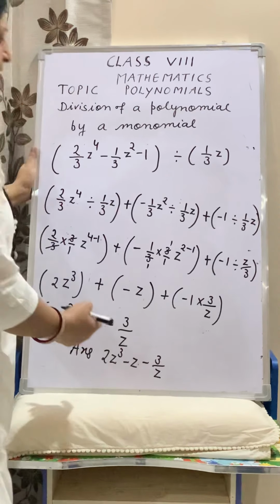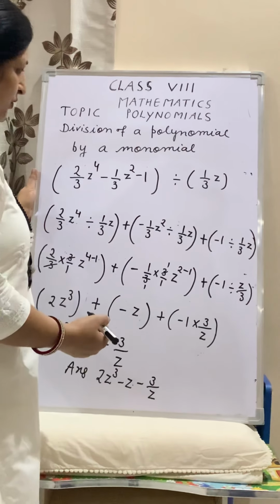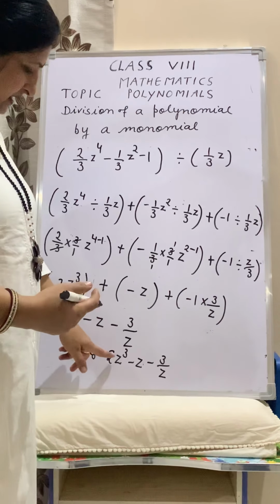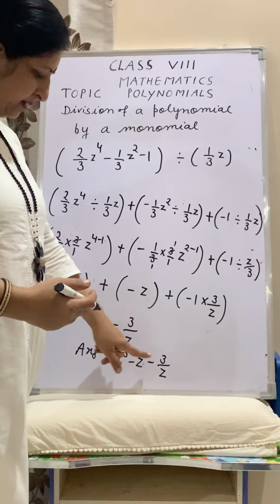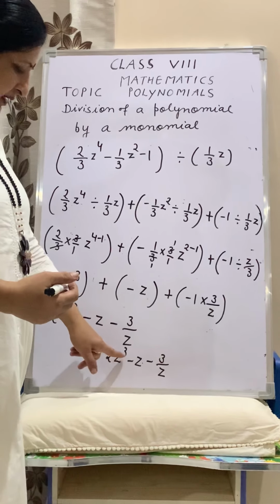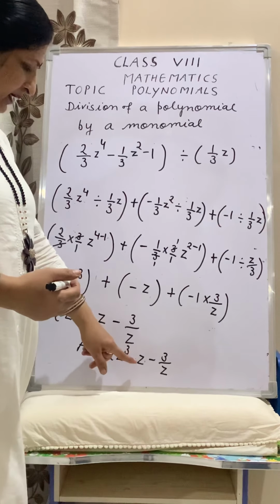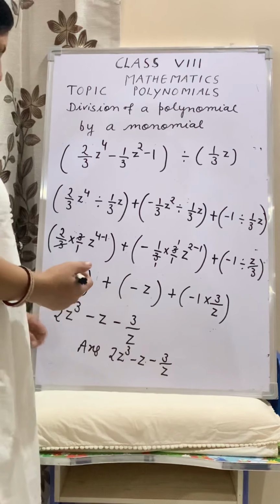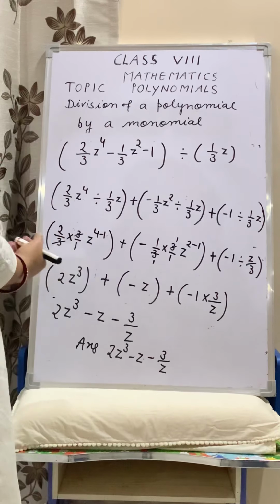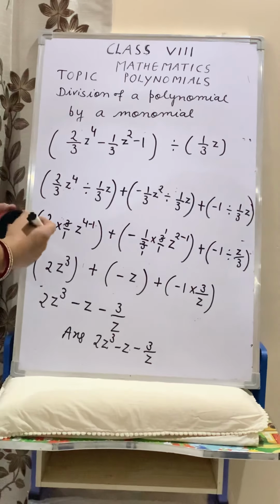Write down the answer in standard form. And you know very well what the standard form is. When we write any polynomial in decreasing order degree-wise, then it is called standard form. I hope these questions will be clear to you. Thank you.